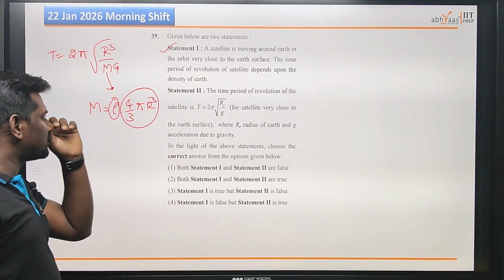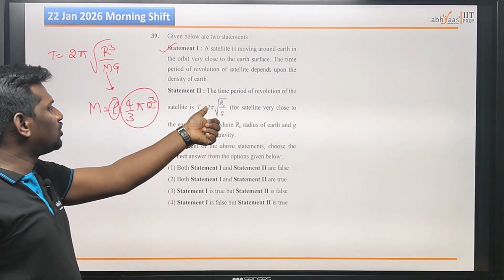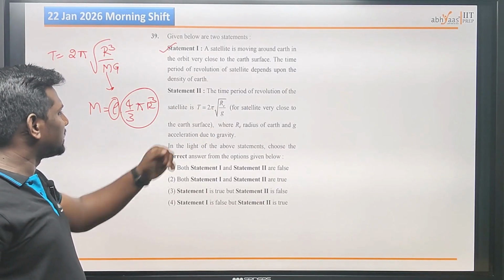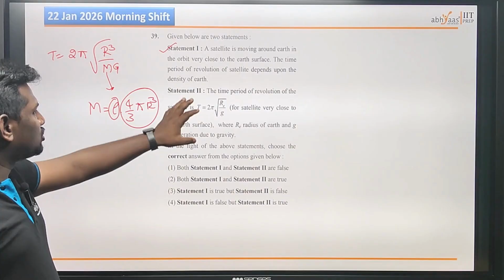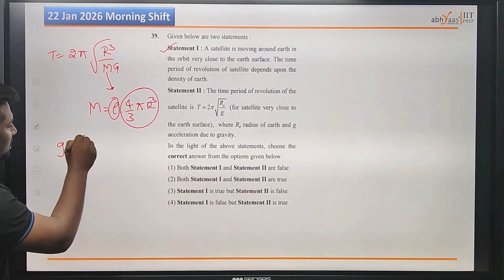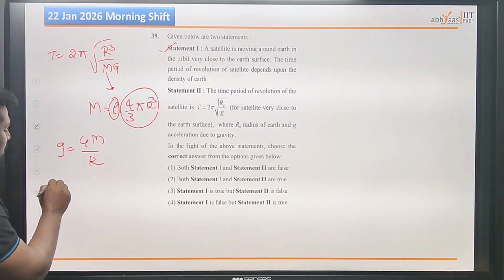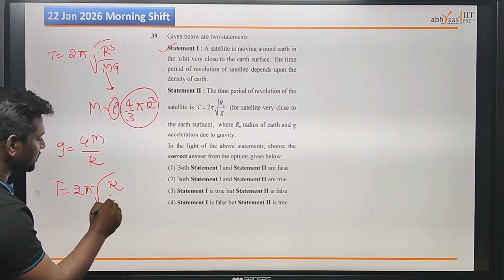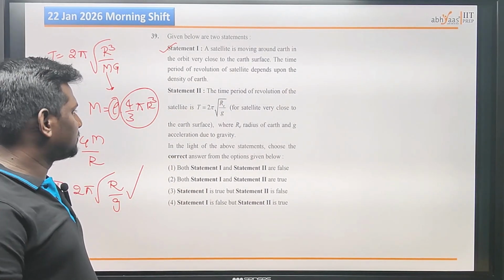So what is the second statement? The time period of revolution of the satellite, they have given the time period equation T equal to 2 pi under root R by G. What is this R? R is nothing but the radius of the Earth and G is nothing but acceleration due to gravity. Is that true or not? Check here. We know that G can be written as Gm by R squared. So if you substitute in the time period, you will get T equal to 2 pi under root R by G. So statement 2 is also right.